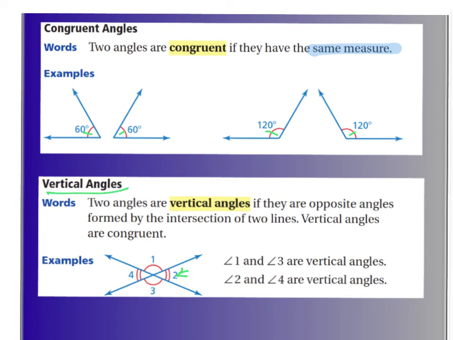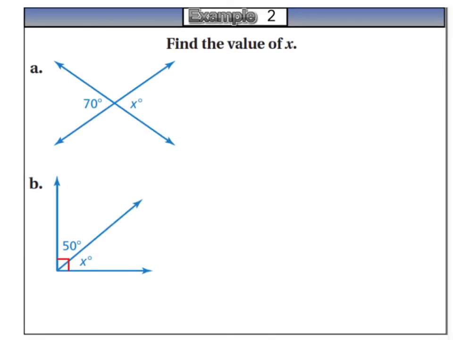They're angles that are opposite formed by an intersection. So here's our intersection of two lines. And I have 1 and 3 are vertical because they are basically opposite, and 2 and 4 are vertical because they are opposite. And what that means is vertical angles are congruent, which means they have the same measure. So if we know this angle is 70, then we also know that x is 70 degrees. Let's find x here.